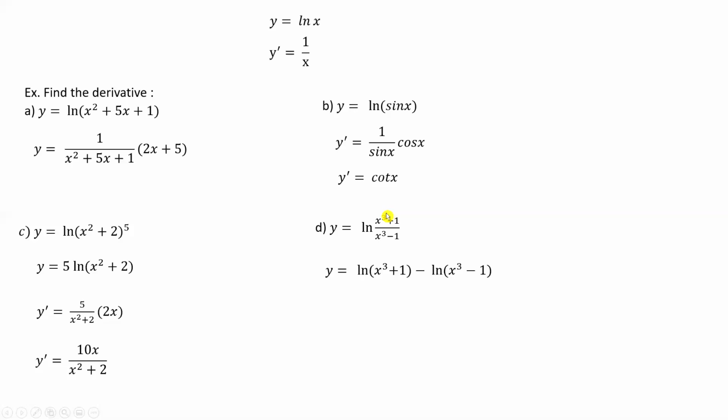So again, what we did: when you have the log of a quotient, we can change it to subtraction, and then we take the derivative. The rule for logs is 1 over the argument times the derivative of the argument.